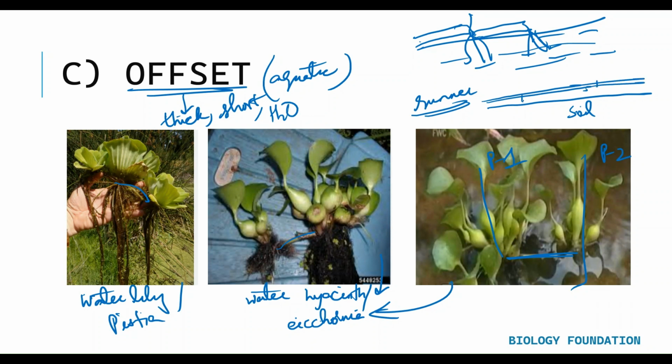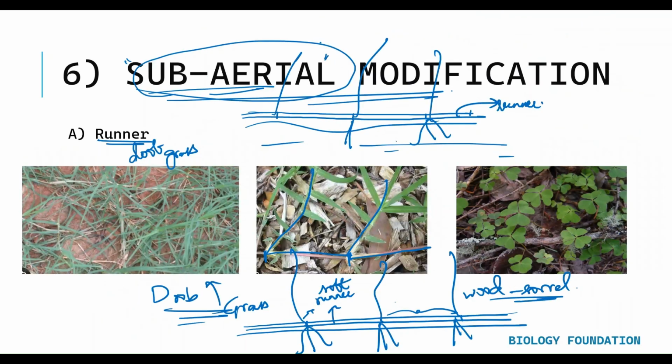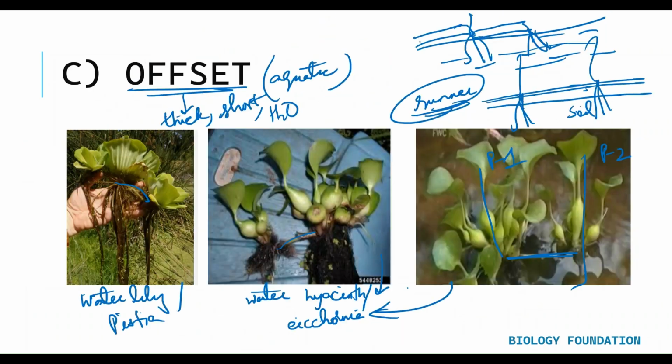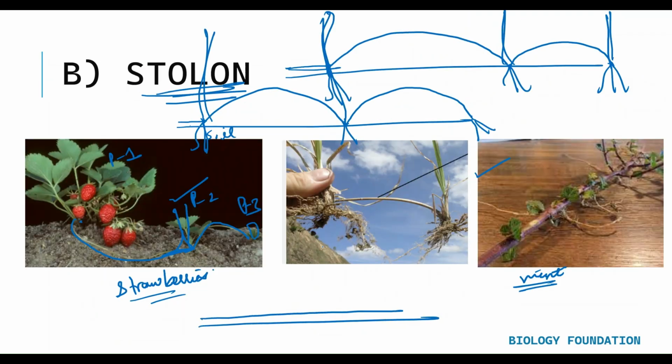We have nodes, internodes. At the nodes, there will be roots developing new plants. In runners, the stem is very thin and it runs for longer distances. Whereas in offset, the stem is very thick and it runs for short distances. What about stolon? In a stolon, there is a slight jump, that means upward. The stem grows slightly upwards, whereas in runner and sucker, it's horizontally growing.